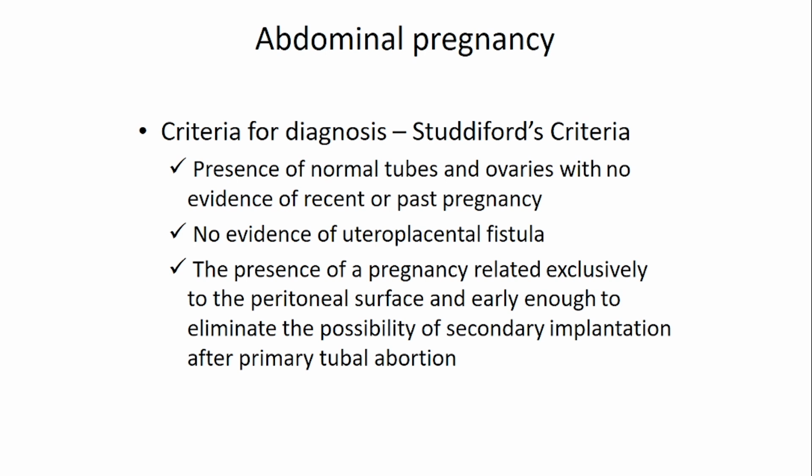So we are trying to look at the criteria for primary abdominal pregnancy. There should be no evidence of uteroplacental fistula, and the presence of a pregnancy relates exclusively to the peritoneal surface, and early enough to eliminate the possibility of secondary implantation after primary tubal abortion. So these are criteria for the primary abdominal pregnancy, because the temptation, unless you make this clear and look closely for this at laparotomy or laparoscopy if you have the expertise, is to think it's just secondary abdominal pregnancy because it's more common of the two.